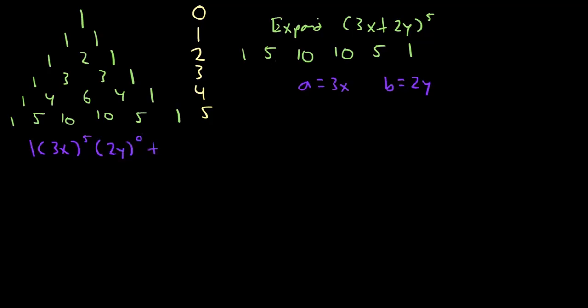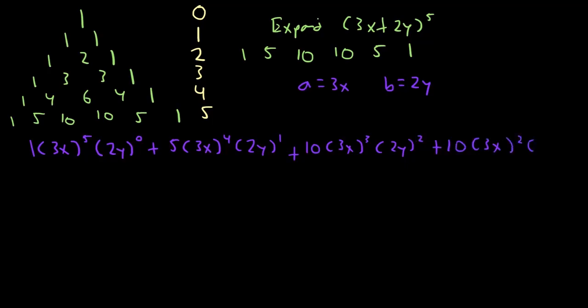plus our next coefficient in Pascal's triangle, which is 5, times a, which is just 3x, to the 4th power because the powers of a are decreasing, times b, which is 2y, to the 1st power because the powers of b are increasing from 0 to 5, plus 10 (3x) cubed (2y) squared plus 10 (3x) squared (2y) cubed, plus 5 (3x) to the 1st power (2y) to the 4th power, and finally plus 1 (3x) to the 0 power and (2y) to the 5th power.